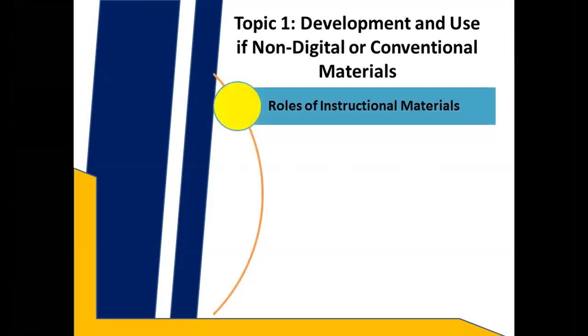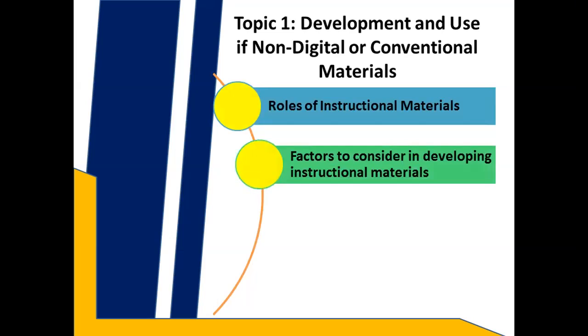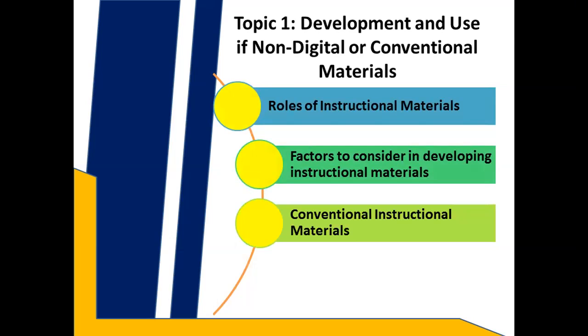Now we are going to identify the roles of instructional materials. Okay. Second, we are going to identify factors to consider in developing instructional materials. What are the factors to develop? Third, conventional materials. What are a few examples of conventional materials? Can these materials still be seen these days? Okay. How are we going to use these conventional materials in relation to your majors, in relation to your field of specialization?